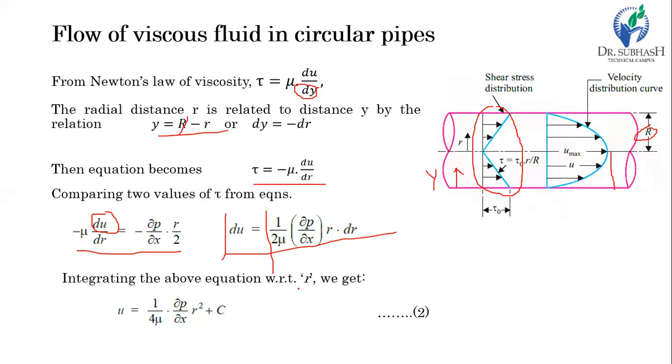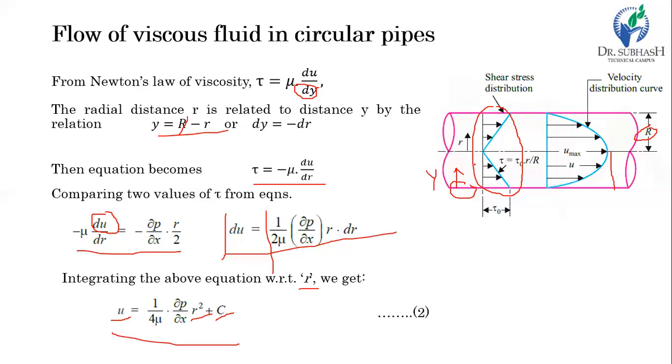So by integrating with respect to r, we get the relation u is equal to 1 upon 4 mu into del p by del x into r square plus c, the constant of integration, as this integration is without limit. So for the calculation of the value of constant c, we must apply the boundary condition at this stage. So what is the value of u at the boundary, and what is the value of r at the boundary? Applying this boundary condition, we can calculate the value of constant c.